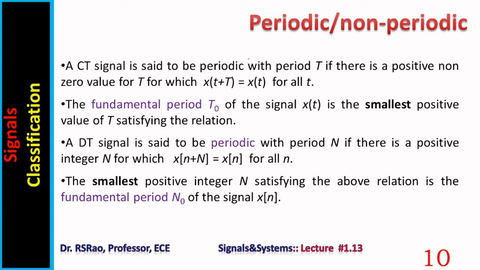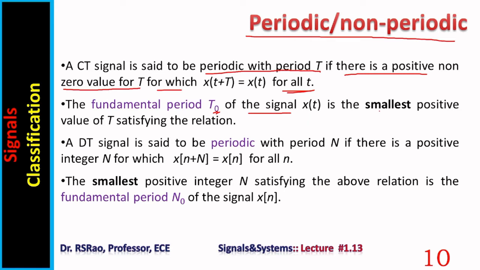Another classification is into periodic and non-periodic signals. A CT signal is said to be periodic with period T if there is a positive non-zero value for T for which x of t plus T is equal to x of t for all t. The fundamental period T naught of the signal x of t is the smallest positive value of T satisfying the relation.